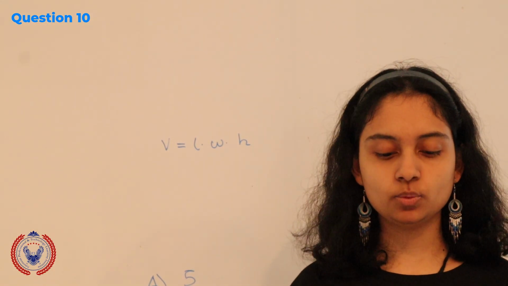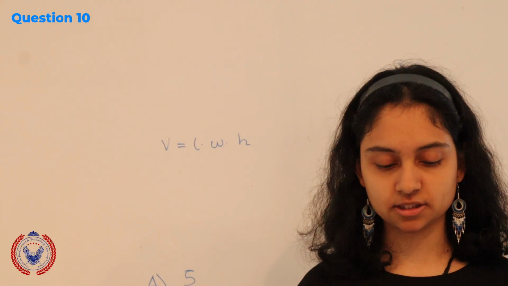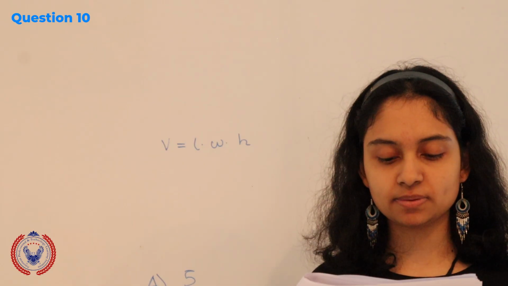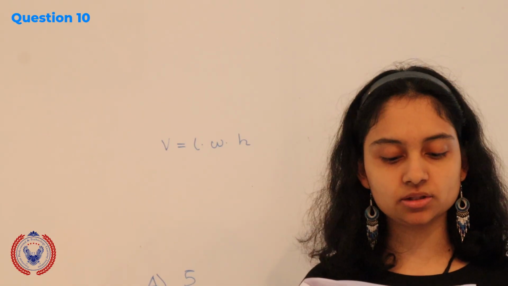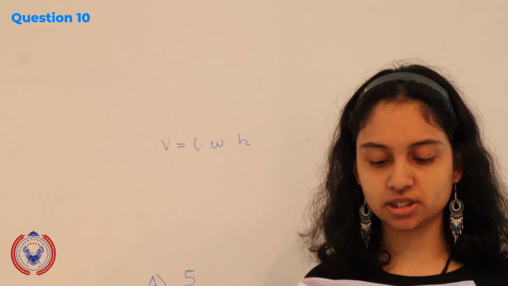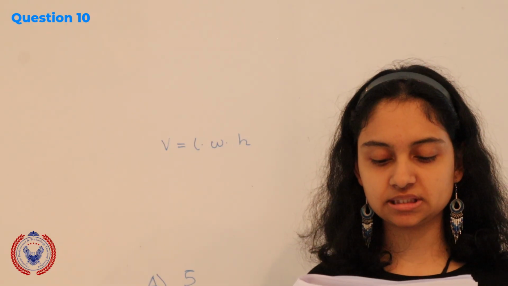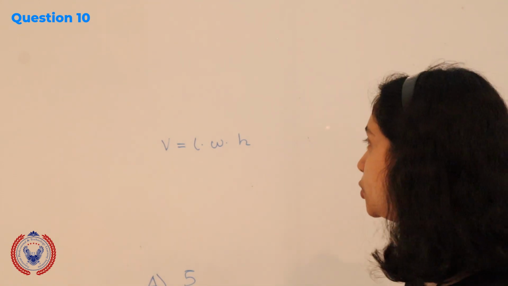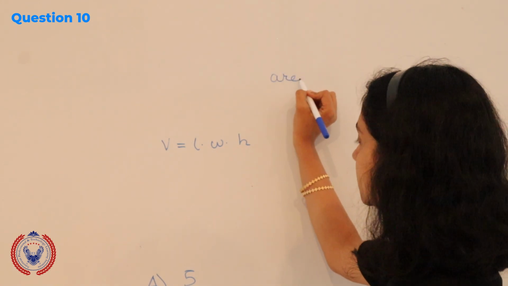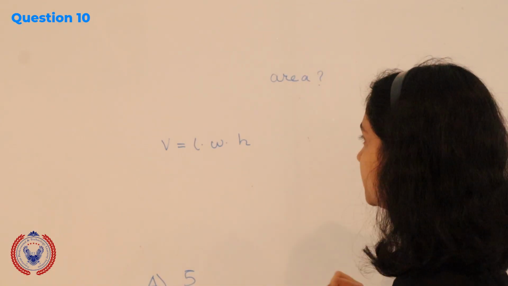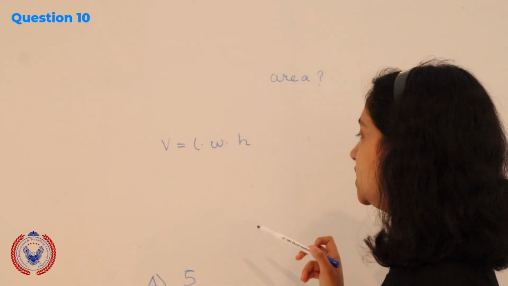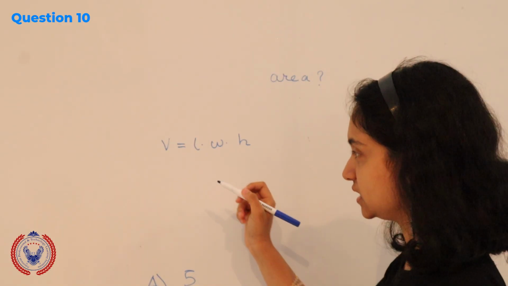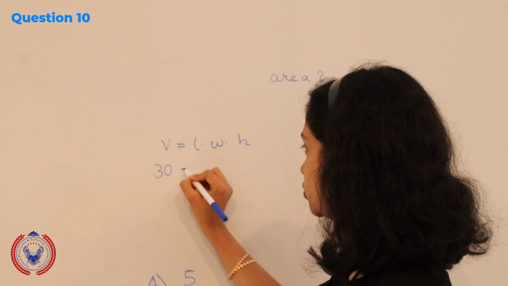Question number 10. The volume of a right rectangular prism is found by multiplying length of the base by the width of the base by the height of the prism. A rectangular prism has a volume of 30 cubic inches. If the height of the prism is 6 inches, what is the area of the base of the prism? Okay, the important keyword here would be, what is the area of the prism? Okay, in this, we need an important formula, and that is a volume formula. Here, I have it given saying that the volume is 30 cubic inches.